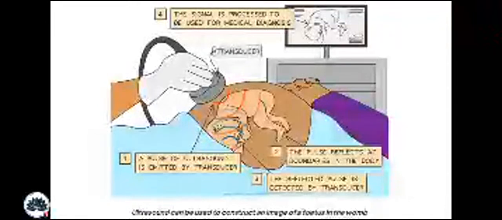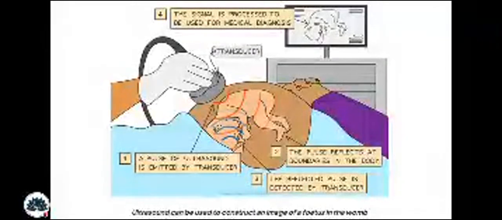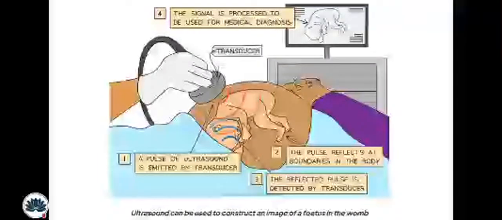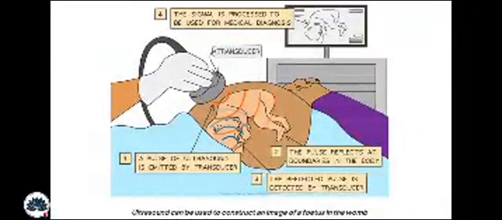In step one, a pulse of ultrasound is emitted by the transducer. Now just understand the procedure. As you can see, this is the stomach of the mother, and beside it there is the screen where you can see the baby clearly. In the second step, the pulse reflects at boundaries in the body. See how the red rays are reflecting, showing that the pulse is going inside. The reflected pulse, shown in blue, is detected by the transducer. You can see it is reflected by the boundaries in the body back towards the transducer.